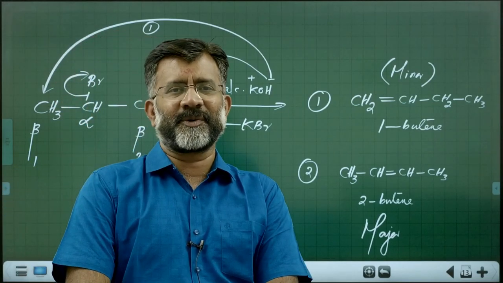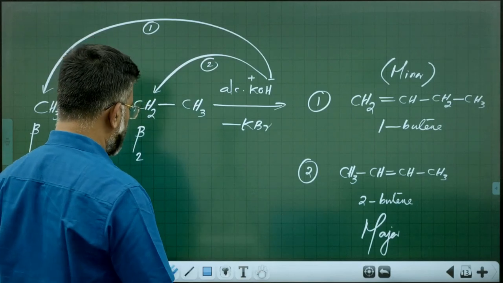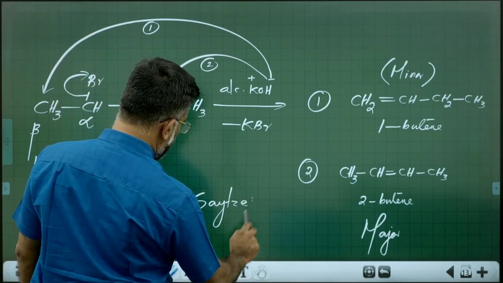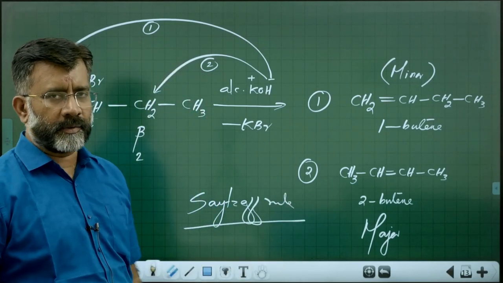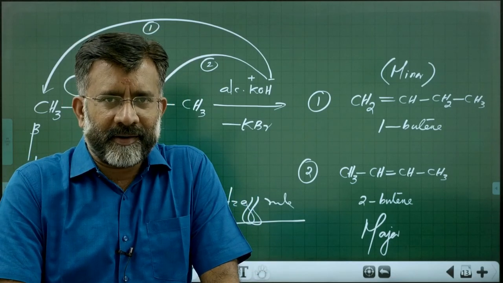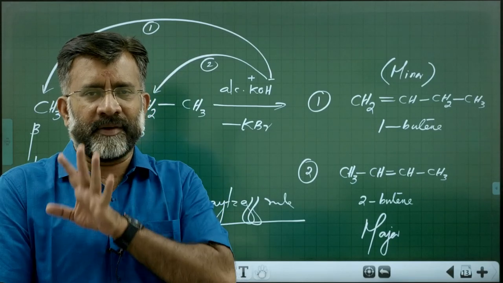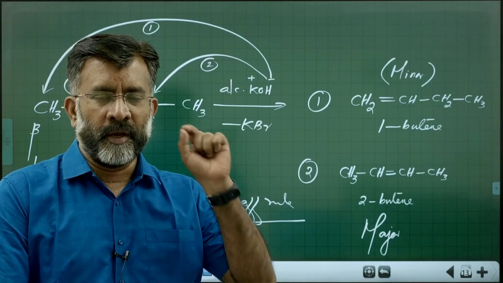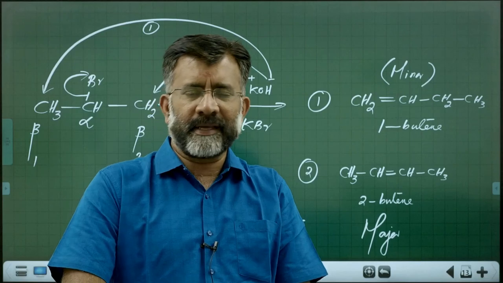Very famous rule. What is the rule? Saytzeff rule. This is called the Saytzeff rule. According to Saytzeff elimination, when an unsymmetrical compound undergoes elimination reaction, the alkene obtained as the major product will be the most substituted alkene, because that is more stable.